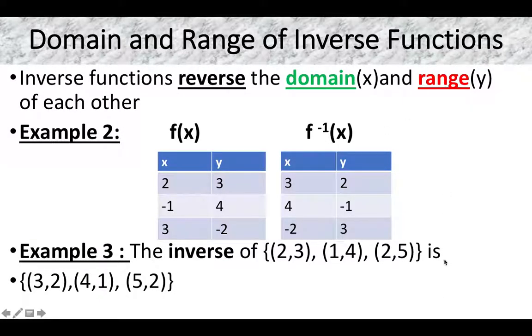Alright, now let's take a look. Let's say I gave you a set. The inverse of this set right here, (2,3), (1,4), (2,5) is, well, all we got to do is switch the x and y: (3,2), (4,1), (5,2). So these are some basics of what an inverse is if I give you a table or a set of coordinate points.